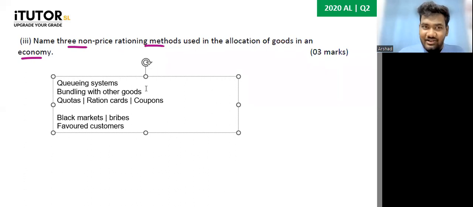What is quotas? With quotas, I can say, okay, from one family, only one person can come. Or I can say, okay, from one school, only one student can come for the class. Something like that, a quota.